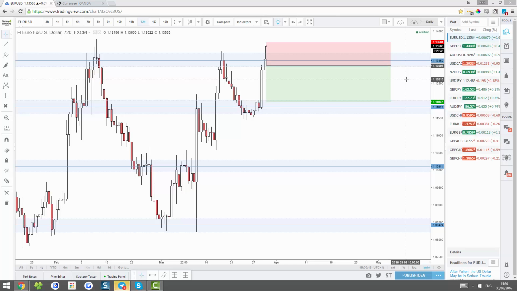I will post an update on my blog if this actually ends up being a reversal. I'll post an update and explain why I'm entering and how I'm entering. But I just thought I would post the analysis anyway because I recorded it.